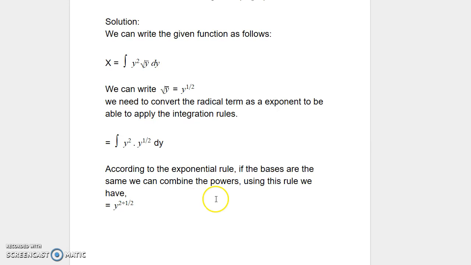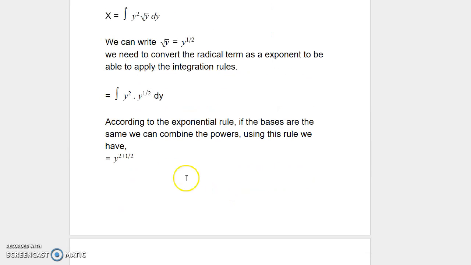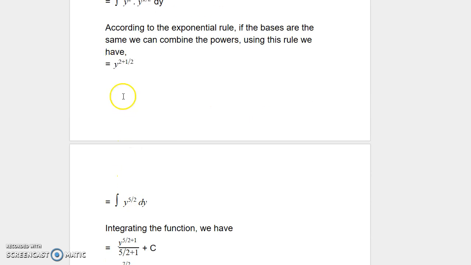According to the exponential rules, if the bases are the same, we can combine the powers. So using that rule, we can write this as y to the power of 2 times y to the power of half. Since the bases are the same, we can write the base once and then add the powers 2 plus 1/2. So y to the power of 2 plus 1/2. 2 plus 1/2 is equal to 5 over 2. So we can write the given function as integral y to the power of 5 over 2 dy.